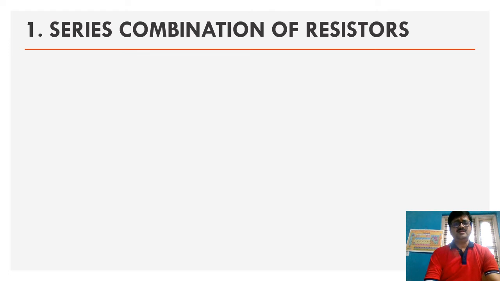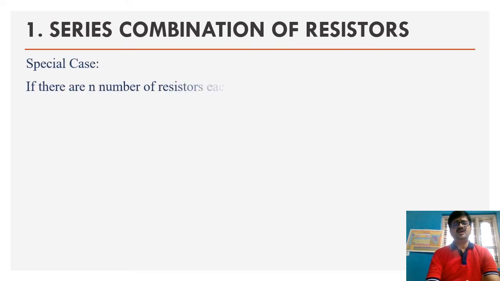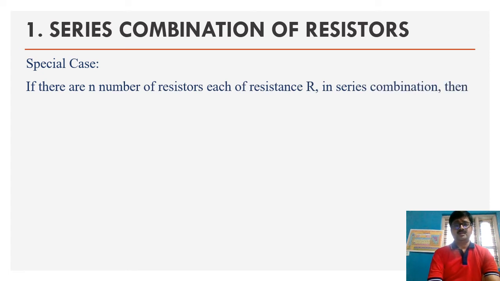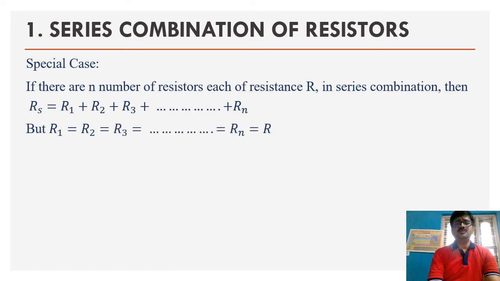Now, special case. In case of series combination, we have one special case. That special case we can write as: if there are n number of resistors, each of resistance R, in series combination. So remember, if there are n number of resistances, each of resistance capital R taken in series combination, then we can say Rs is equal to R1 plus R2 plus R3 and so on up to Rn. This is according to the equation that we have derived just now. But R1 equal to R2 equal to R3 equal to so on up to Rn equal to R only.